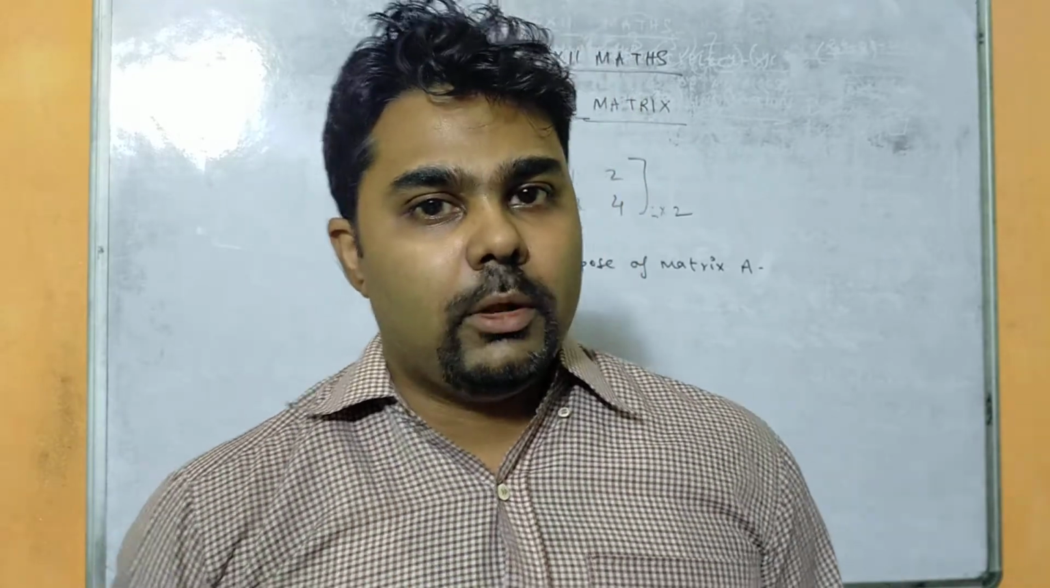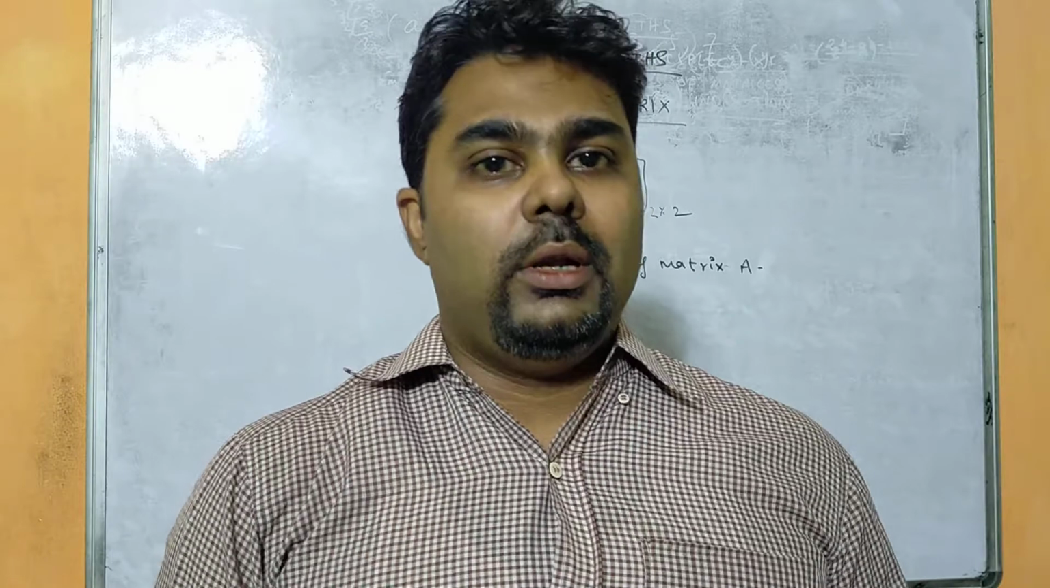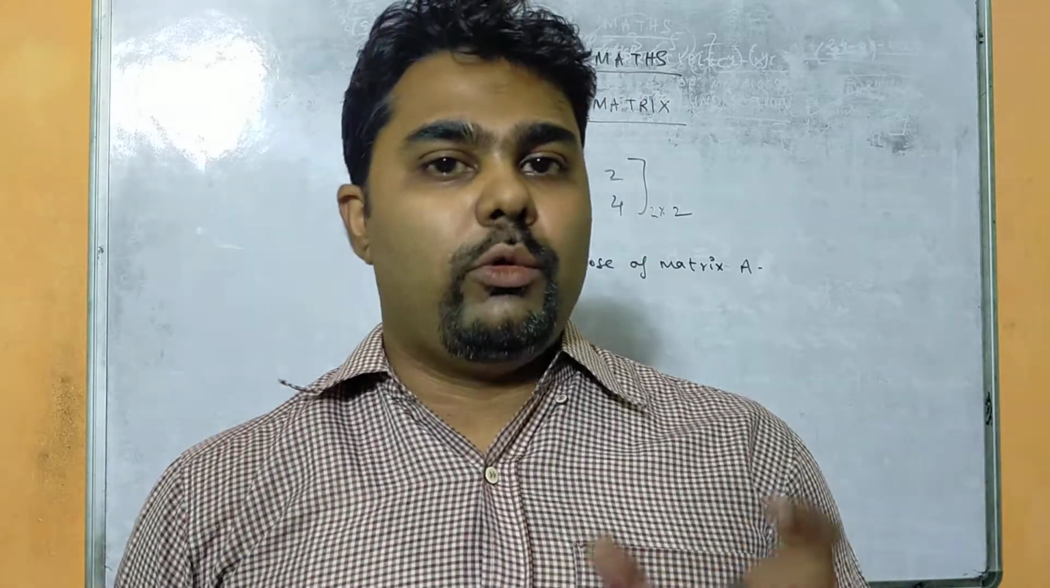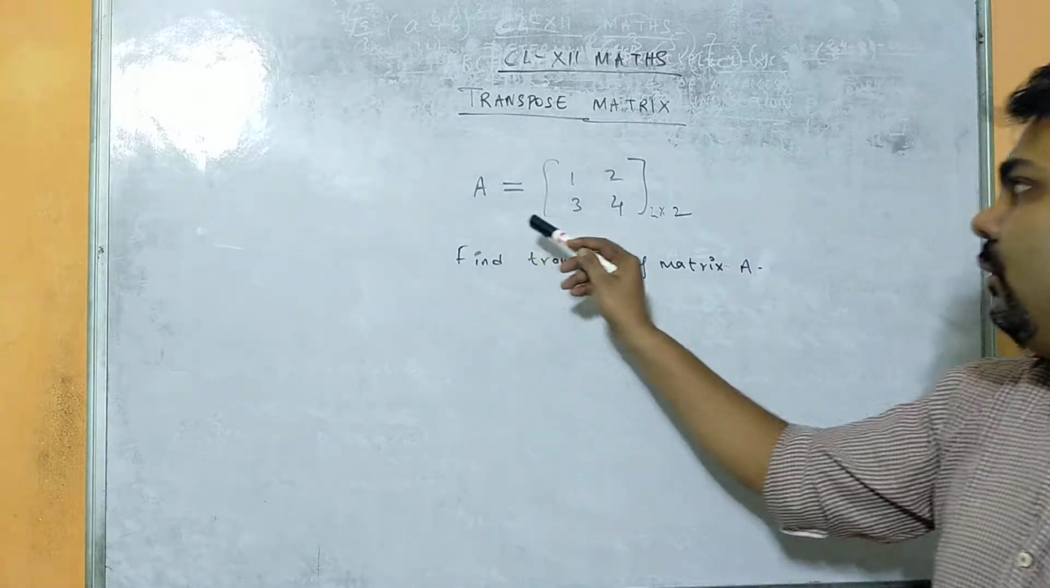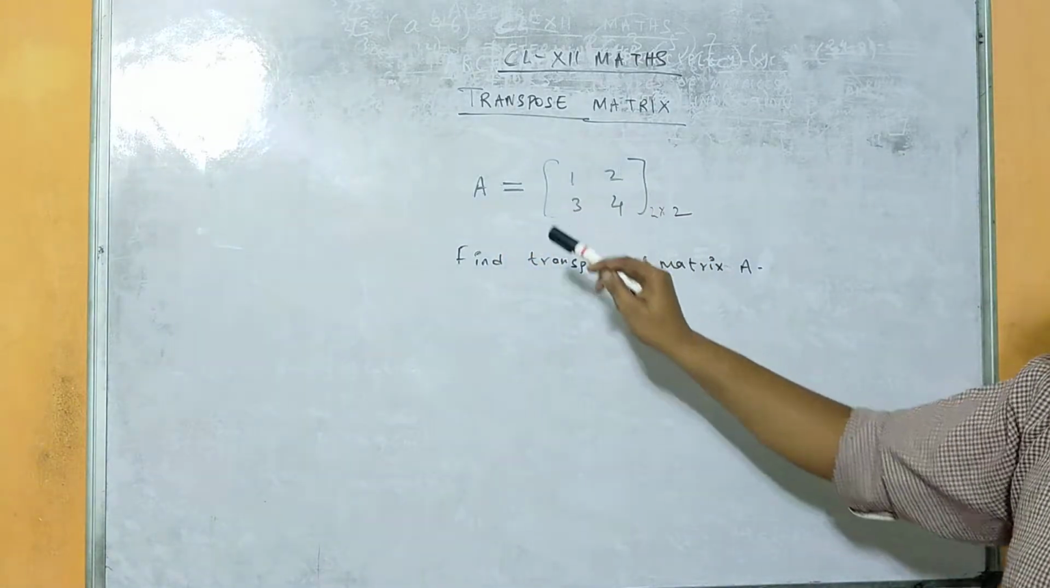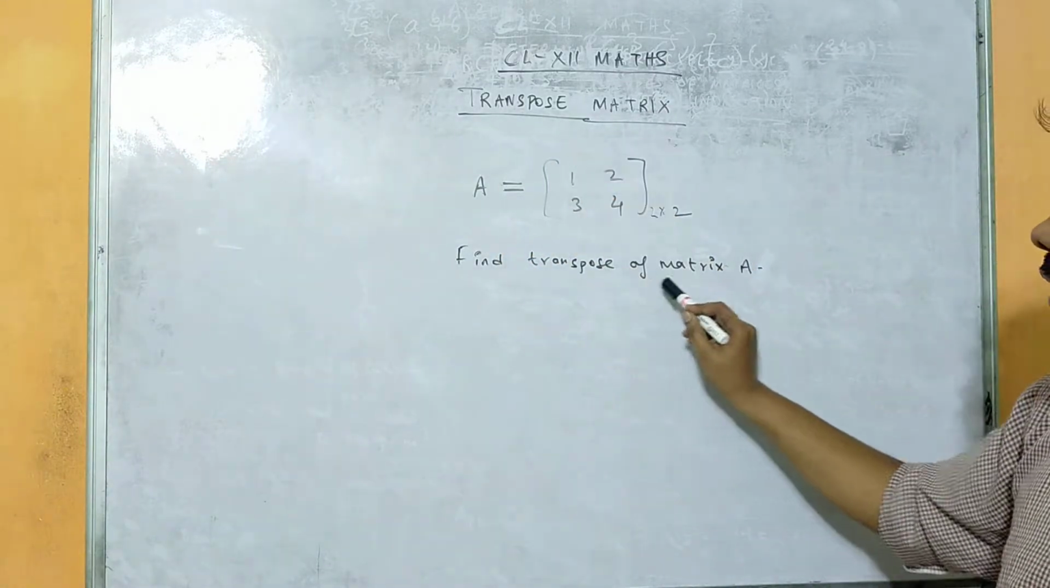So this is the continuation video on the previous chapter, matrix. In this video we are going to solve a few questions on the transpose of a matrix, how to transpose a given matrix. Like you see, I have noted down one matrix here, A equals 1, 2, 3, 4. That means this matrix we have to transpose, right?